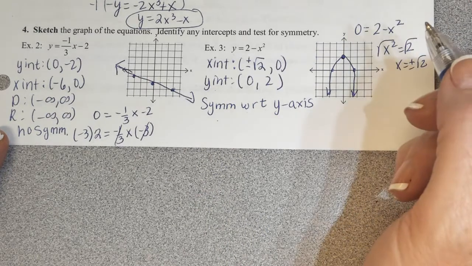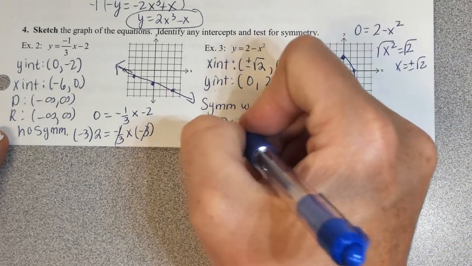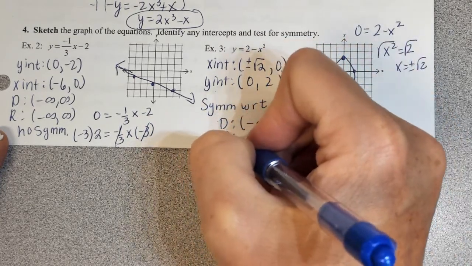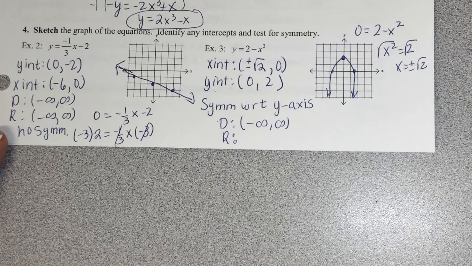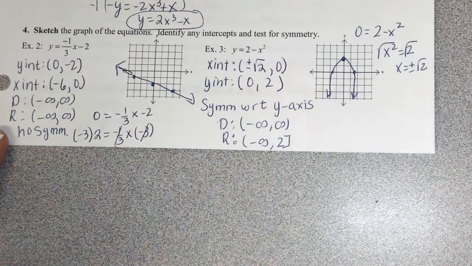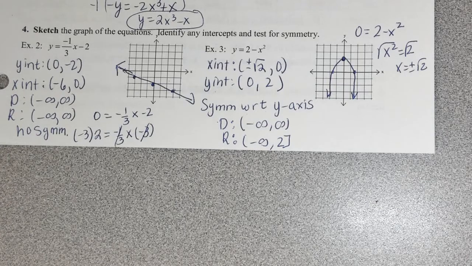It doesn't say we have to find our domain and range, but just go ahead and jot that down. Negative infinity to infinity is our domain. What about the range there? Bobbin, what is it? And we'd have to have a bracket around the 2. Okay? Pretty easy, right?